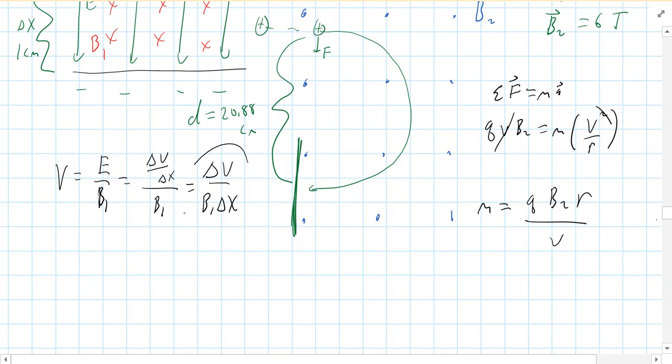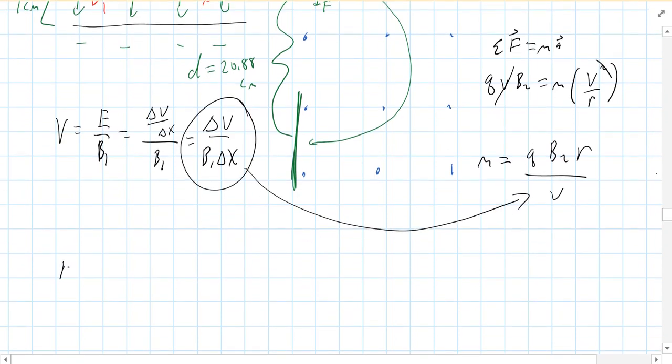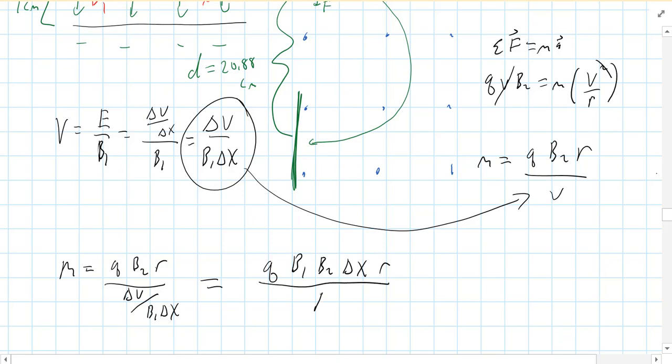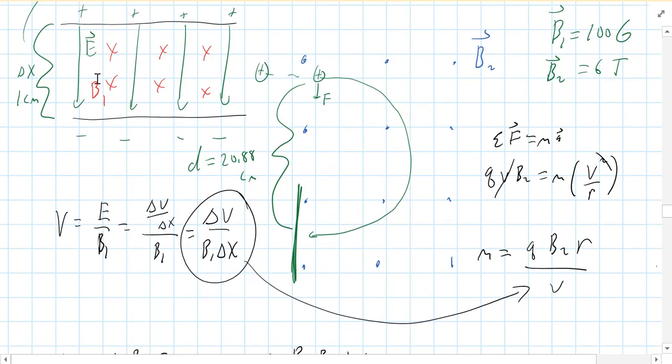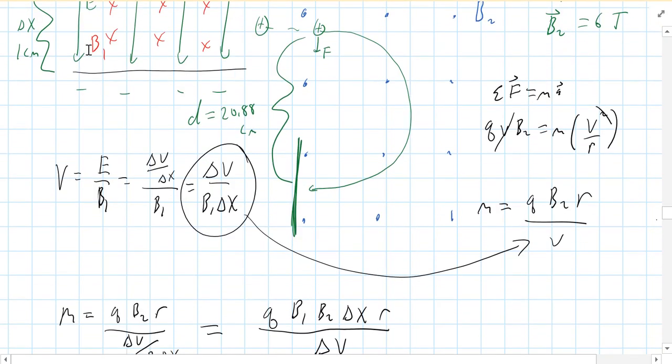Now, this is the expression for the velocity, so I'm going to shove that in there. So the mass is Q B2 R over the change in voltage divided by B1 delta X. And I will simplify that complex fraction. You end up with Q. The B1 and delta X go to the numerator, so I'll write it B1, B2, delta X times the radius, all over the change in voltage that I had right there, which was 500 volts.